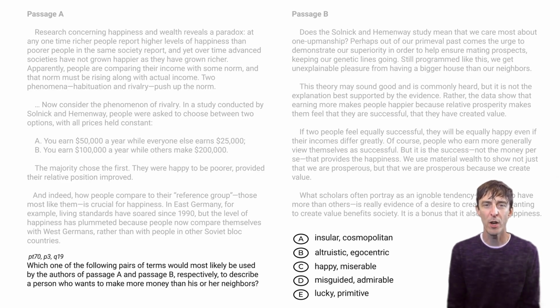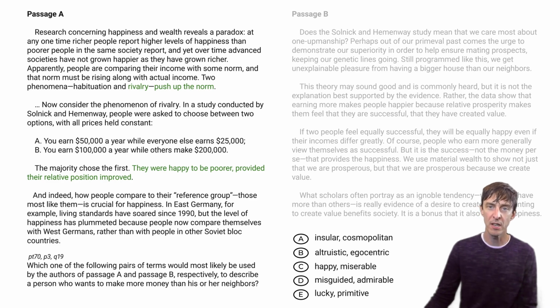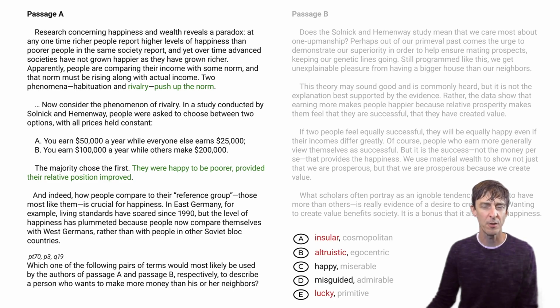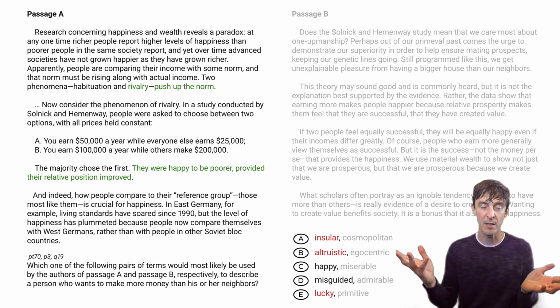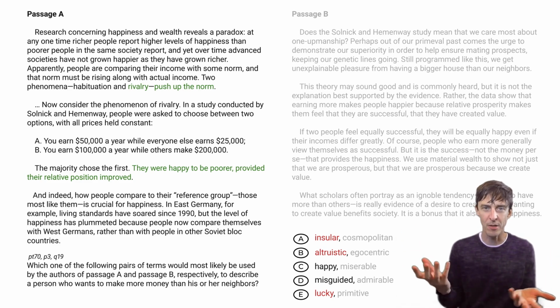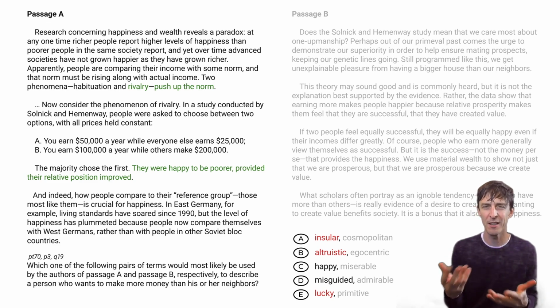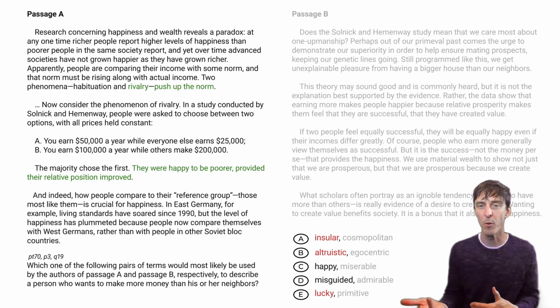Here we've got an attitude question where we're comparing attitudes with pairs of words. What would they say about people that want to make more money than their neighbors? What does passage A have to say about these people? Well, she thinks it's an indicator of rivalry and that you're happy to be poorer as long as you're doing better than your neighbors. When we look at the adjectives we've got for passage A, B and E stick out to me as kind of non-starters. Insular means like small-minded as opposed to like worldly and cosmopolitan. But you and your neighbors live in the same insular little neighborhood, so that's not a label for you wanting to make more money than them.